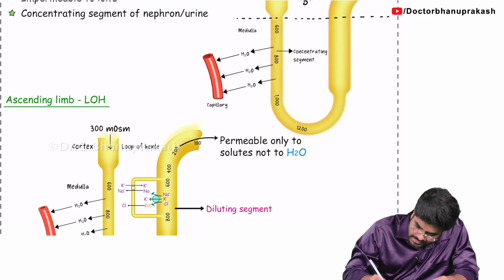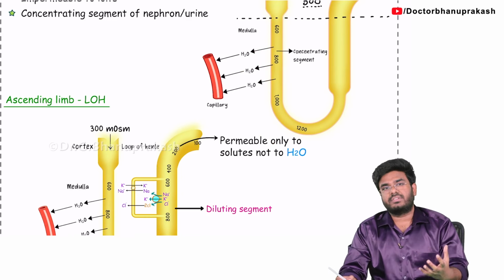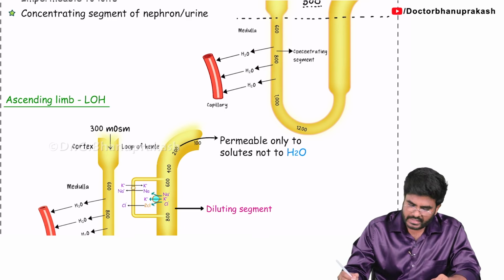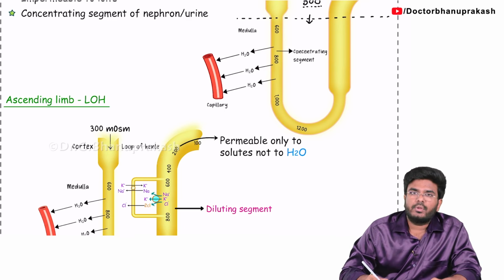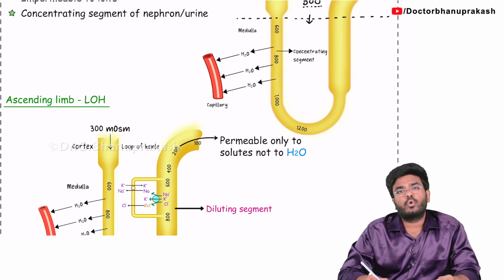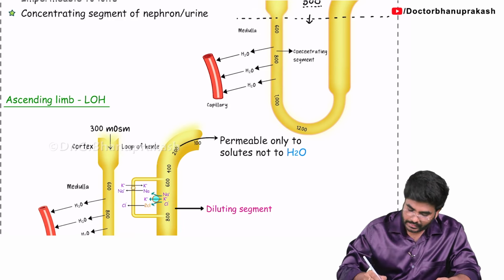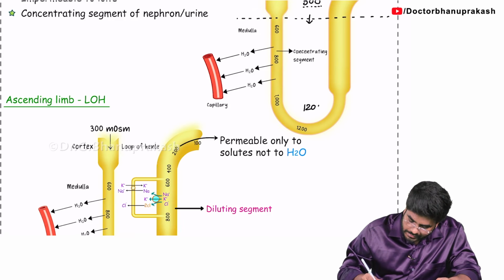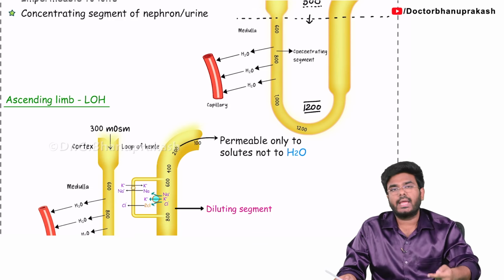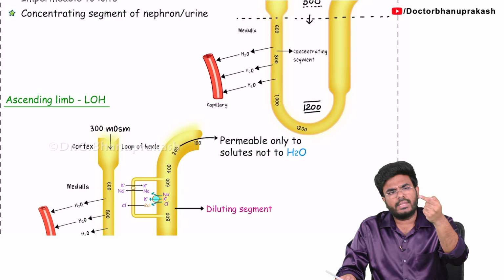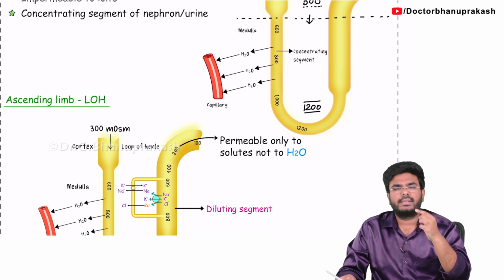In the cortex, what is the osmolality, guys? The God made the cortex in such a way that the osmolality in the cortex is 300. But when you are going deep into the medulla, do you know what will happen to the osmolality? Osmolality increases: 300, 400, 600, 800, 1000, 1200. So almost the osmolality in the medulla will be 1200. Okay, there will be medullary hyperosmolality. As you go deep down into the medulla, the osmolality increases.